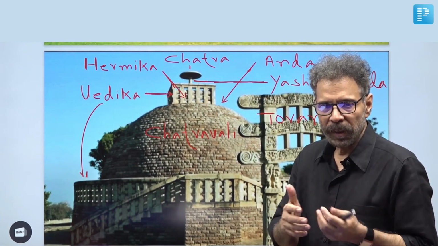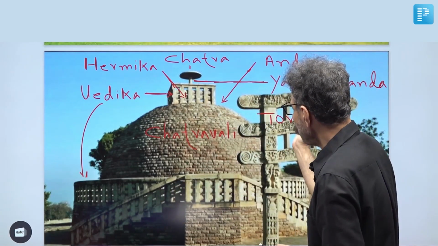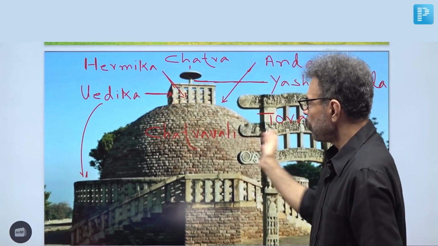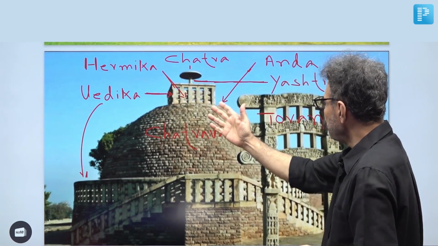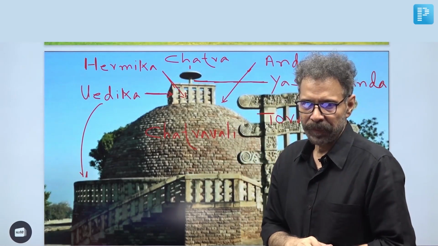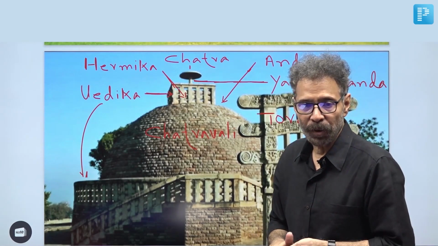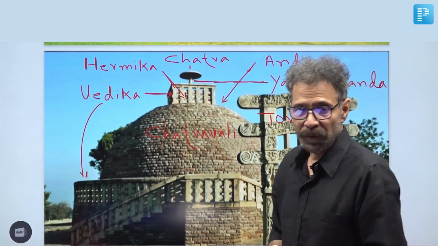So Buddhist devotees come and they worship this by moving around it in a clockwise direction. And that movement, the path of that movement, is known as the Pradakshina Path, or the path of circumambulation, which you have come across in temple architecture as well.